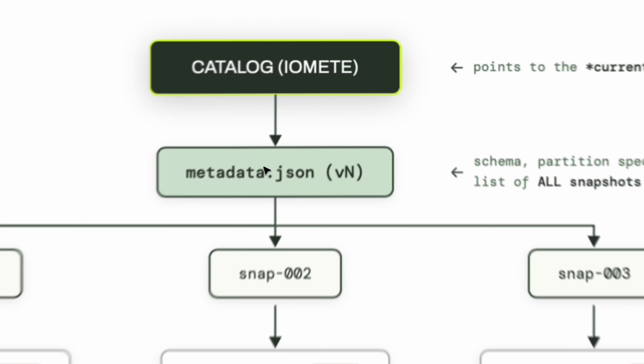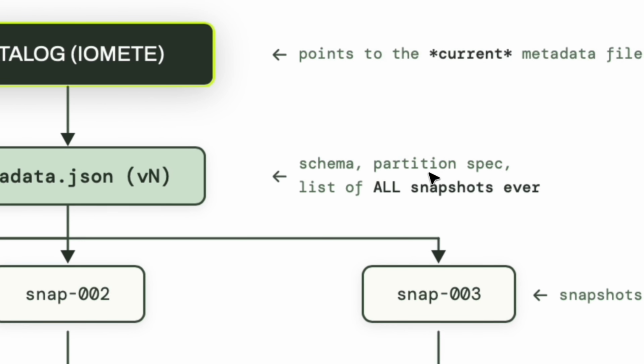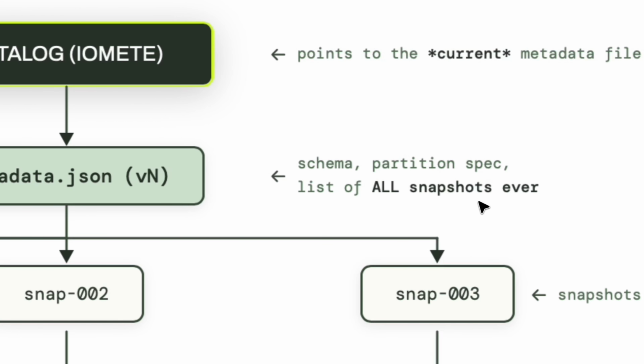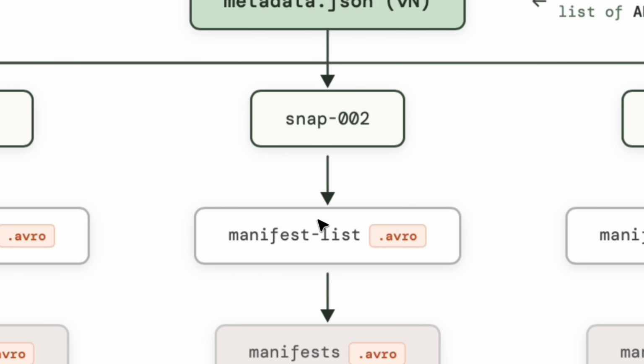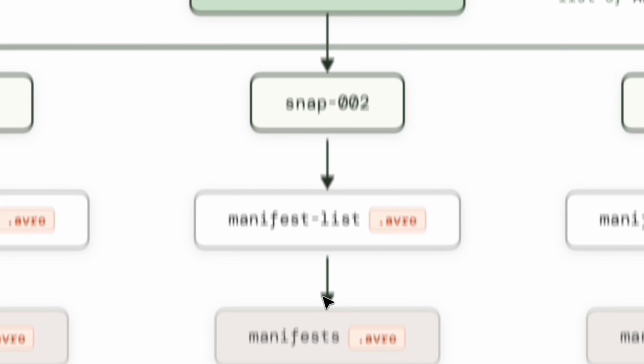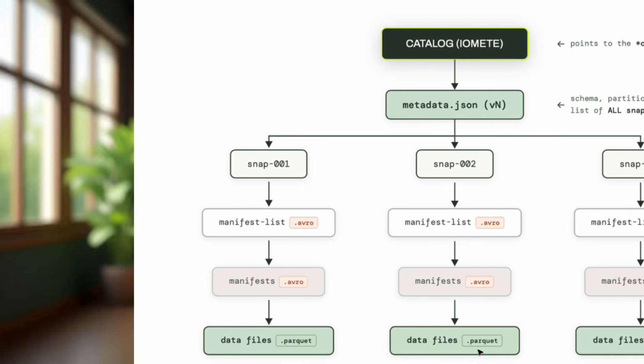Below that is the metadata file. This JSON file stores the table schema, the partition spec, and most importantly, a list of every snapshot that has ever existed for this table. Below the metadata file are the snapshots. Each snapshot is an immutable pointer to a manifest list. The manifest list points to manifest files, which point to the actual data. Those are Parquet files sitting in your object storage.